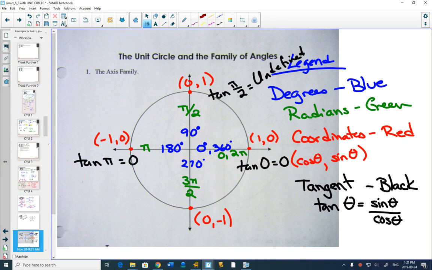It's not possible. So you can either write undefined or you can write not possible. The same thing is going to happen at 3 pi over 2. Tan of 3 pi over 2 is not possible either. We're not allowed to divide by 0.